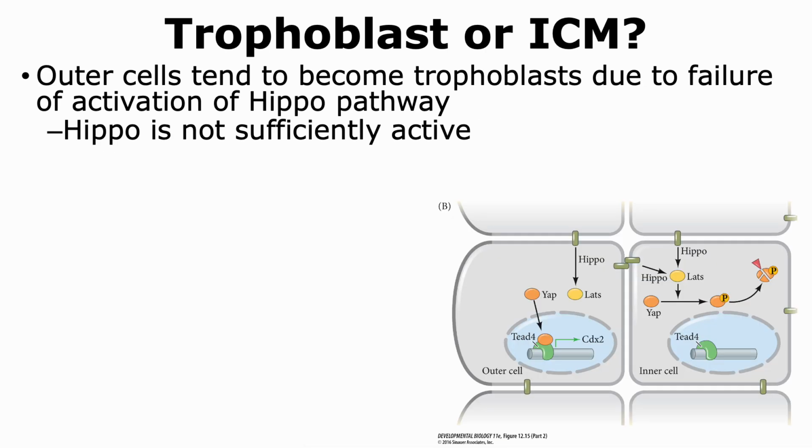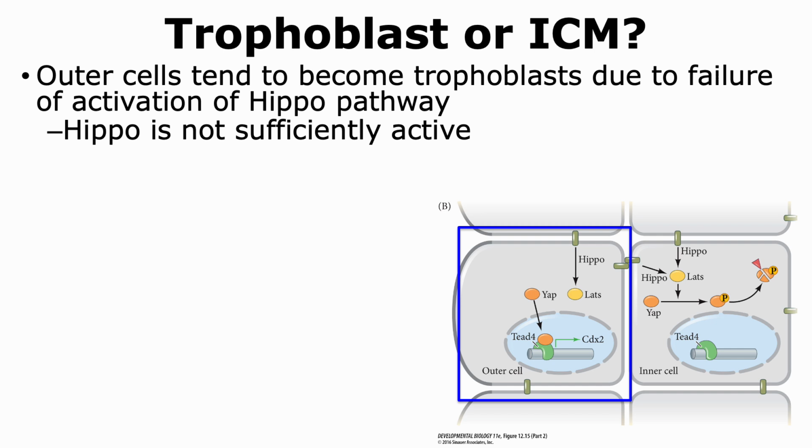So let us see how the Hippo pathway plays a role. The outer cells tend to become trophoblasts due to the failure of the activation of the Hippo pathway. In the outer cells, the kinase Hippo is not sufficiently active. When we look at the part of the figure in the blue box, we can see that the outer cells are associated with cells surrounding them, but not on all sides.